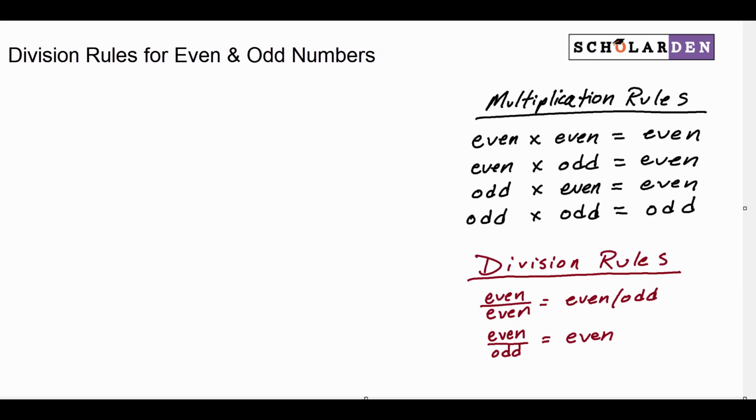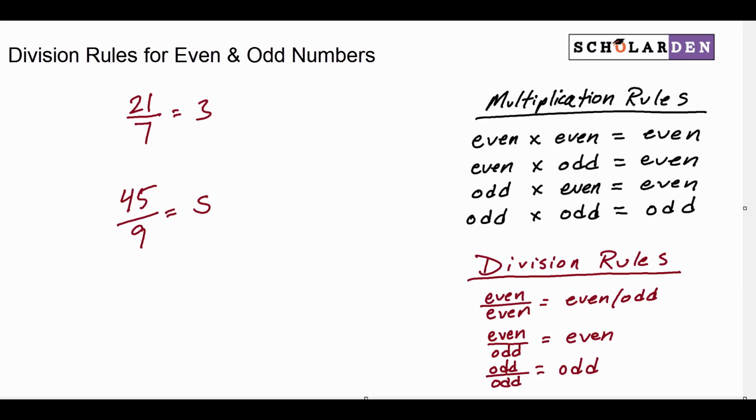All right, and then let's try odds divided by odds. What happens there? Let's try one. 21 divided by 7 is 3. Let's try another one. Let's do 45 divided by 9, two odd numbers. You get another odd, and the pattern is going to continue that way. So you always get an odd number.